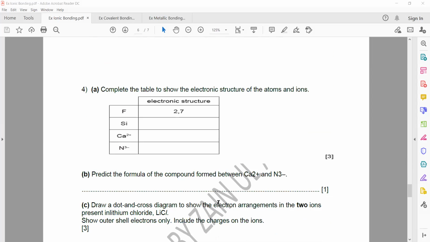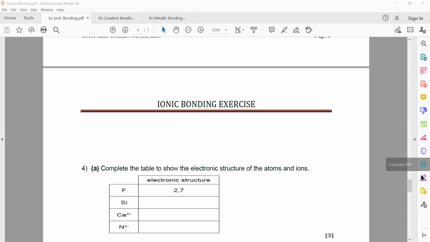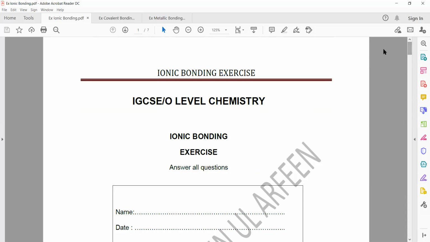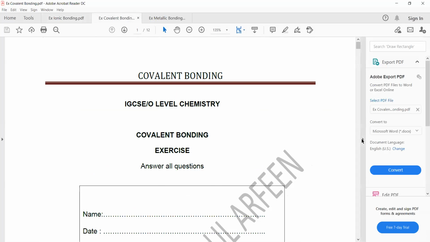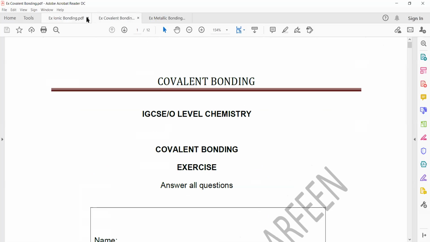Does anyone else have a doubt in this ionic compound exercise? If you have a doubt, just send the doubts all together, so it will be convenient for me to discuss. The second one is covalent bonding, the exercise of covalent bonding. Does any one of you have a doubt in this?